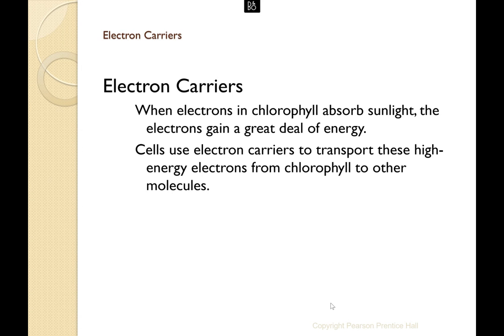Now, electron carriers, just like cellular respiration, right? If you understood the electron transport chain of cellular respiration, it's almost the exact same thing, except it's in a different location, and the transport proteins or carrier proteins have different names, but essentially it's going to look just like the electron transport chain of cellular respiration.